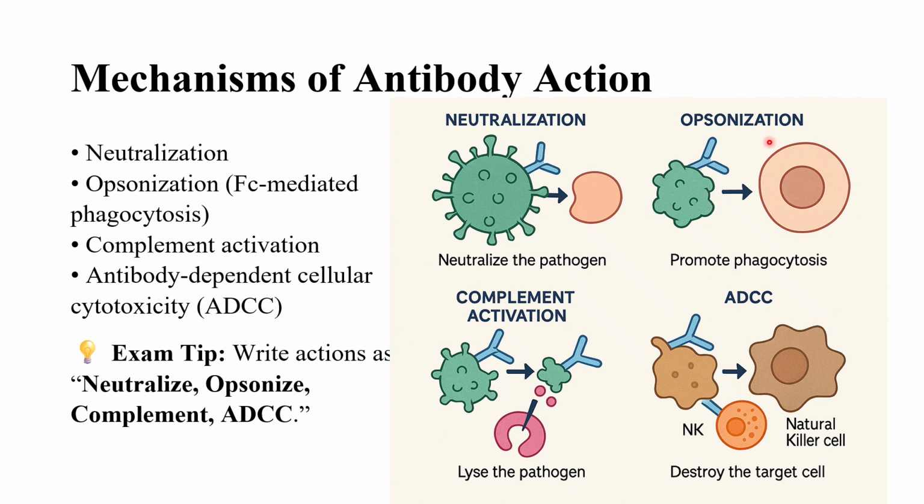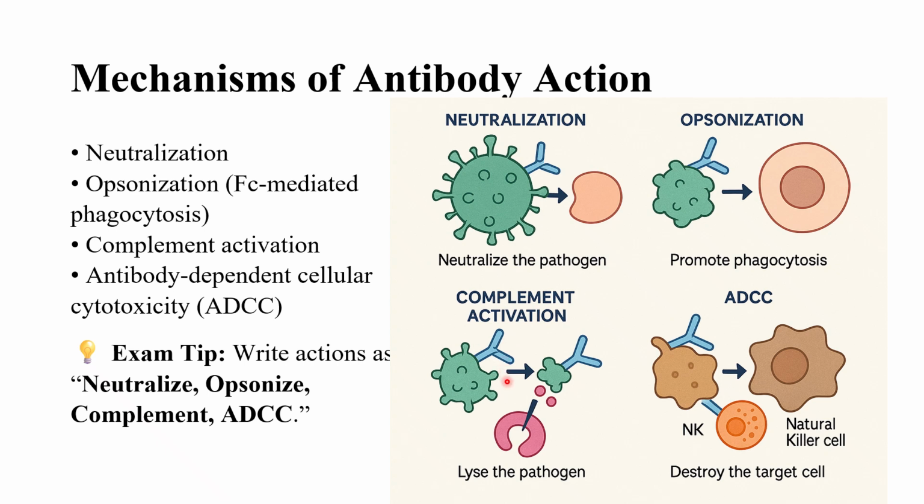Next is opsonization. That's making it tasty, which you can picture as placing a bright marker on the enemy. When antibodies bind to a microbe, they expose their Fc regions as handles. Remember, Fc, the base of the Y shape. Phagocytes such as macrophages and neutrophils recognize and bind these Fc portions via their Fc receptors, allowing them to engulf the target more efficiently.